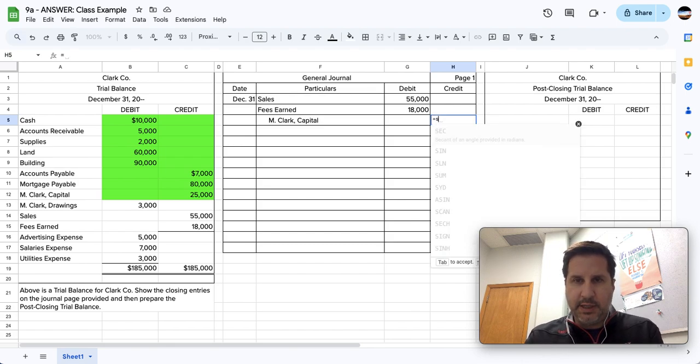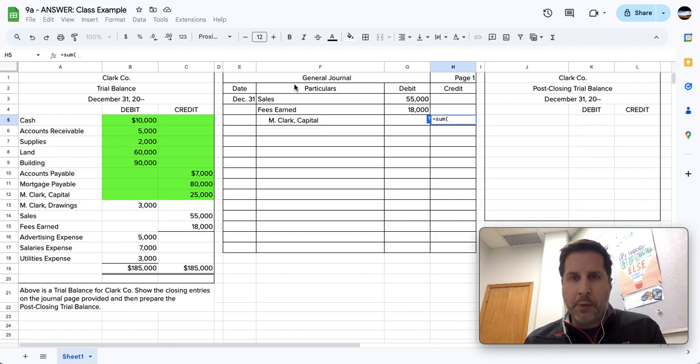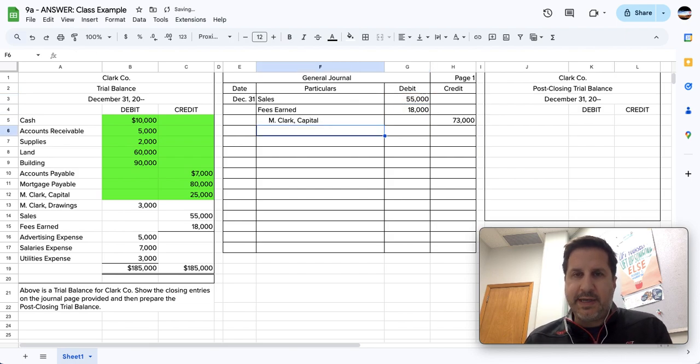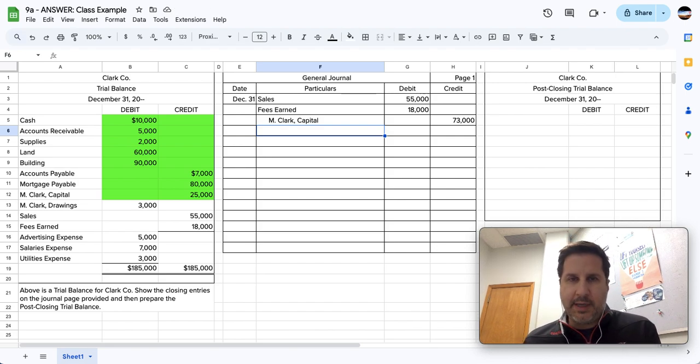So in this case here, I'm just going to use a formula. I'm going to add these 2 numbers up. Revenue was $73,000 for the year. That now belongs to the owner. So I've officially given the owner the $73,000. And at the same time, I've turned my sales and fees earned into a 0 because there's no money left anymore. We've done a T account, and we've dumped and closed our sales and our fees earned. So now sales has a 0 balance.